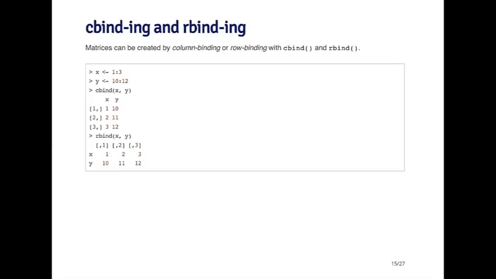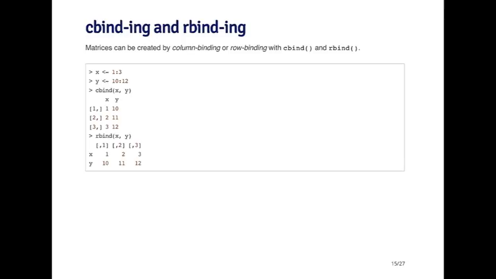Another way to create a matrix, and this is a common way, is by binding columns or binding rows. Column binding and row binding can be achieved by the functions cbind and rbind. So for example, suppose I have 2 objects, x, which is a sequence from 1 to 3, and y, which is a sequence from 10 to 12. If I cbind those 2 objects, then I'll get a matrix where the first column is 1 to 3, and the second column is 10 to 12.